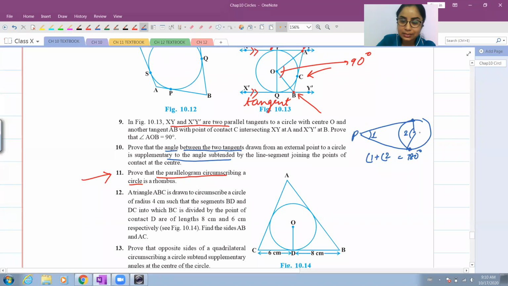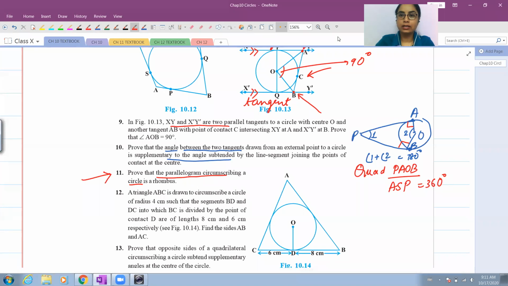If P is the external point and O is the center of the circle, A and B are the points of contact. By using the theorems that you already have, theorem 10.1, at the point of contact we get 90-degree angles. And this is forming a quadrilateral. So we have quadrilateral PAOB.